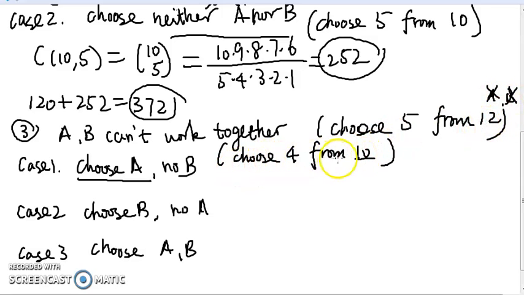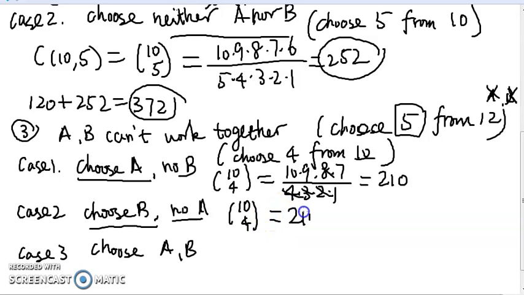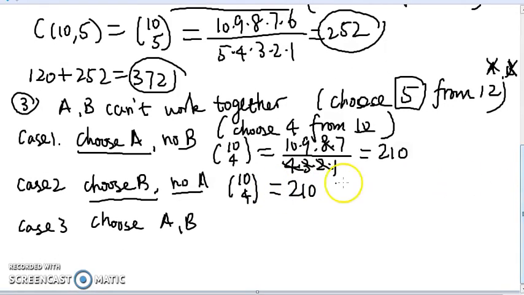So this is like 10 choose 4. And use the combination formula. We're going to get 210 different ways. Now similarly, if we choose B and no A, as you can see, it's very similar. If you choose B, you need 4 more people because you need a total of 5. And again, you cannot choose A, so B's out, A's out, then you only have 10 people to choose from. And so it's again 10 choose 4. We get 210 ways. And now let's look at case 3.